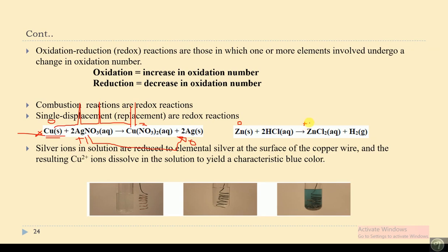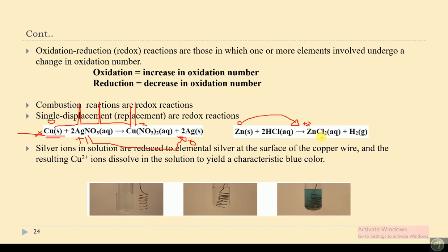እስኪ ሁለተኛ እንመልከት. Zinc is added in hydrochloric acid, then zinc chloride plus hydrogen is formed. So we are asked to check whether this chemical reaction undergoes oxidation or reduction or is classified under redox reaction. So to do that, let us see first the oxidation state of zinc. The oxidation state of zinc here is 0, but the oxidation state of zinc here is +2.